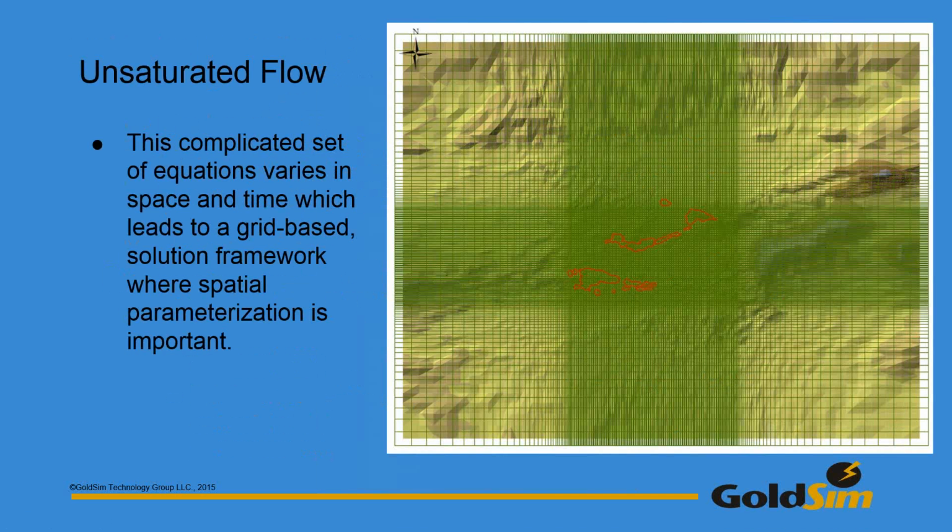Then, in typical application, these PDEs would be solved in a grid-based framework. You see an example of the grid there on the screen, a typical grid pulled out from some random model. But these complicated sets of equations, which vary in space and time, are used in a grid-based solution framework where spatial parameterization is important. So you can see the grid-based framework or model layout there on the screen right now.